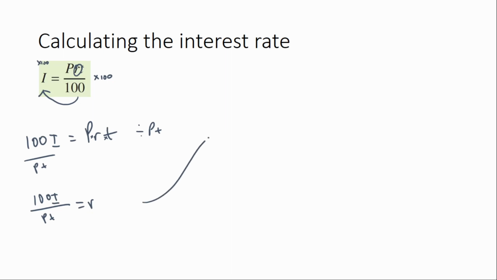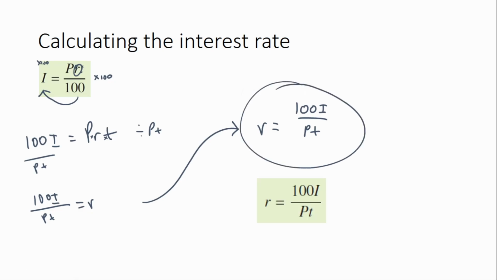I'll rewrite it up here so it looks a bit nicer, and we'll put R on the left. So it's going to look like R equals 100I over PT. That's the formula we're going to be using to find the interest rate. Let's write that down in our books. There's a nicer looking version right below for those that don't like my handwriting.